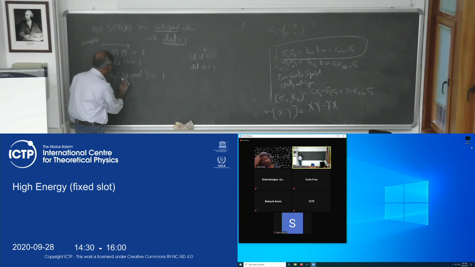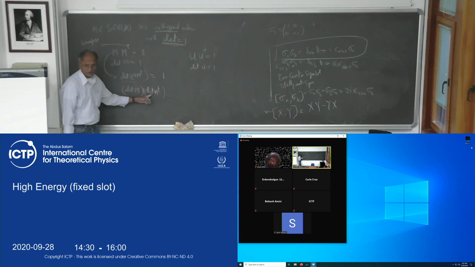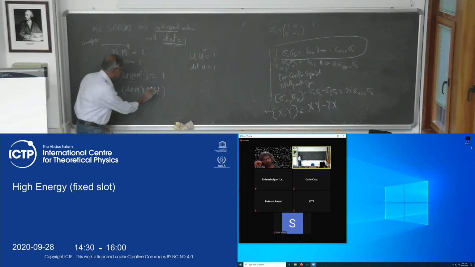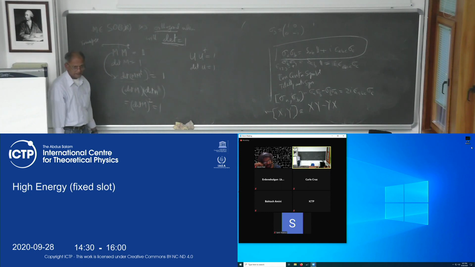The determinant of a product of matrices is the product of determinants for square matrices, and these are all square matrices. So you get here determinant of M times determinant of M transpose. But determinant of M transpose is the same as determinant of M, right? So this is the same as that, which means it's determinant of M squared. And that's equal to 1, that's the condition.